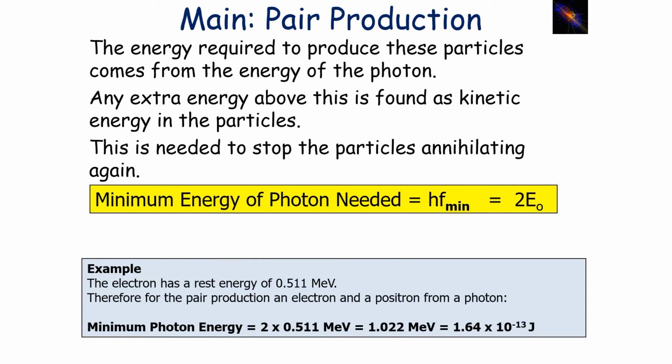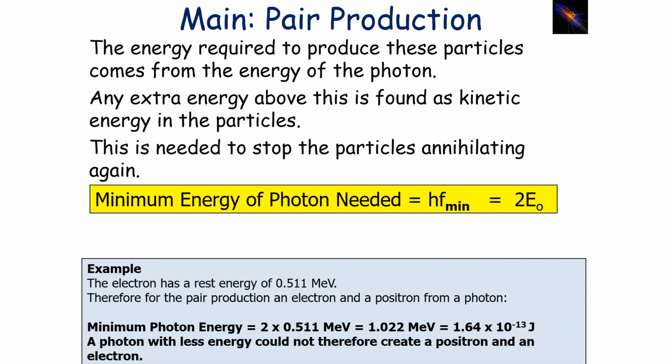So let's take the electron for example. It's got a rest energy of 0.511 MeV. Therefore, for pair production, an electron and positron must form from the photon. So the minimum energy the photon must have is twice the rest energy of the electron, which is 1.022 MeV, which is 1.64 times 10 to the minus 13 joules. So a photon with less energy couldn't create a positron and an electron.